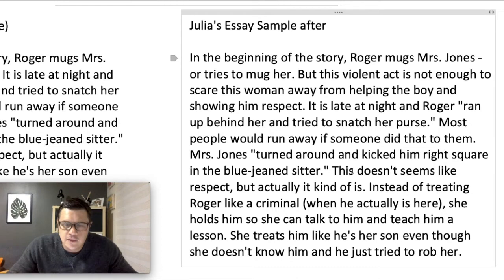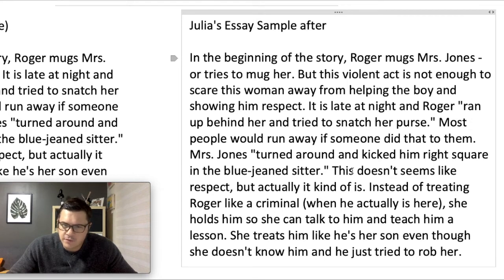In the beginning of the story, Roger mugs Mrs. Jones, or tries to mug her, but this violent act is not enough to scare this woman away from helping the boy and showing him respect. It's late at night, and Roger ran up behind her and tried to snatch her purse. Most people would run away if someone did that to them. Mrs. Jones turned around and kicked him right square in the blue jeans sitter.